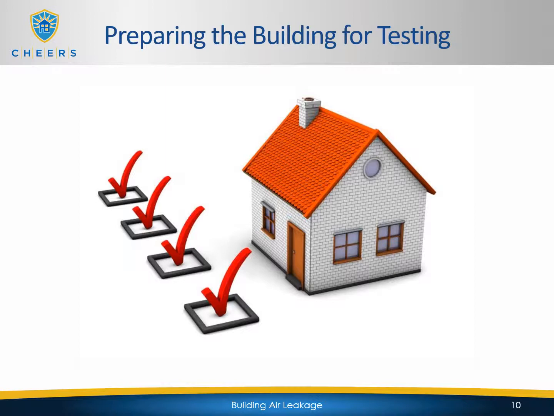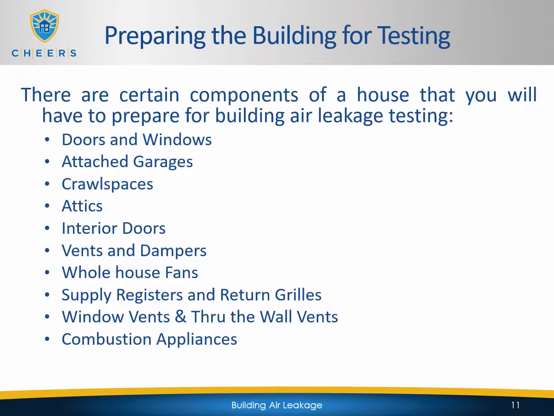Before we actually conduct the test, we have to prepare the house for testing. So there are different things that we have to prep and make sure that they're in the correct setting before we can actually run the blower door. Certain components of a house you will have to prepare for building air leakage testing. And those are doors and windows, attached garages, crawl spaces, attics, interior doors, vents and dampers, whole house fans, supply registers and return grills, window vents and through-wall vents, and combustion appliances.